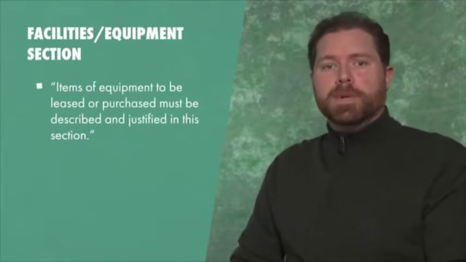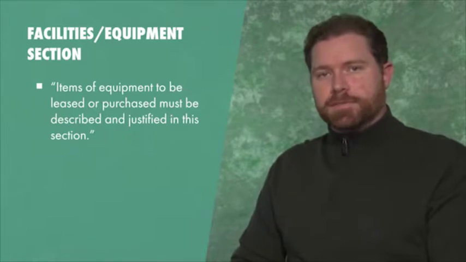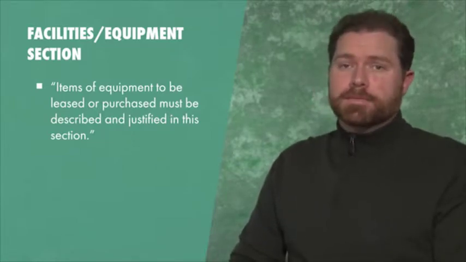2. Facilities Equipment section of the project narrative. DOE requires this section in your narrative. Do not put it in the attachments to Field 10 and 11 of the SF424 application form. Items of equipment to be leased or purchased must be described and justified in this section, is the guidance from DOE. This suggests that this section should not be brief, vague, or general.